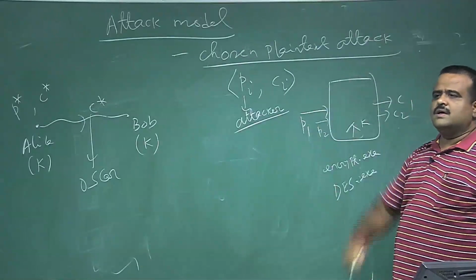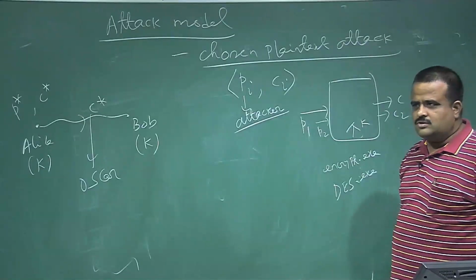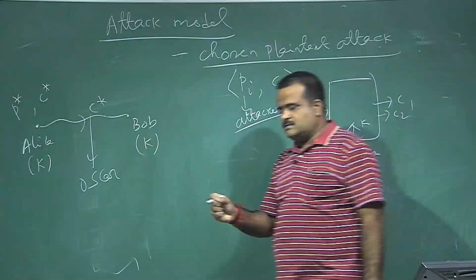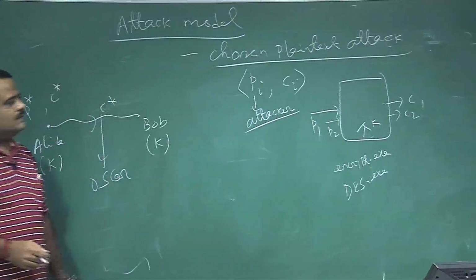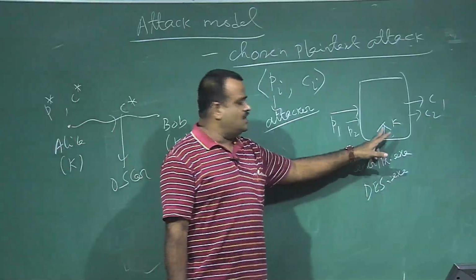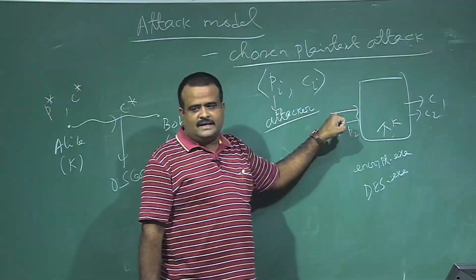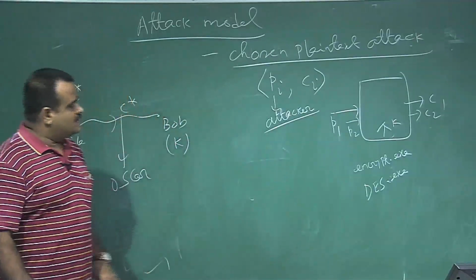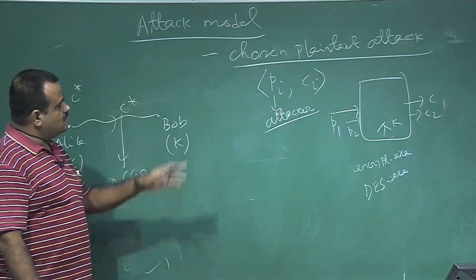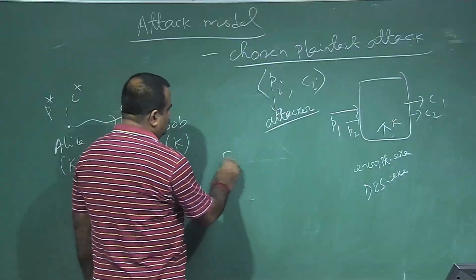Then we remove this access. So, we are giving temporary access of the encryption machinery to the attacker without revealing the key. The key is built in. So, the attacker can give the plain text and can get the corresponding ciphertext. That is this model.